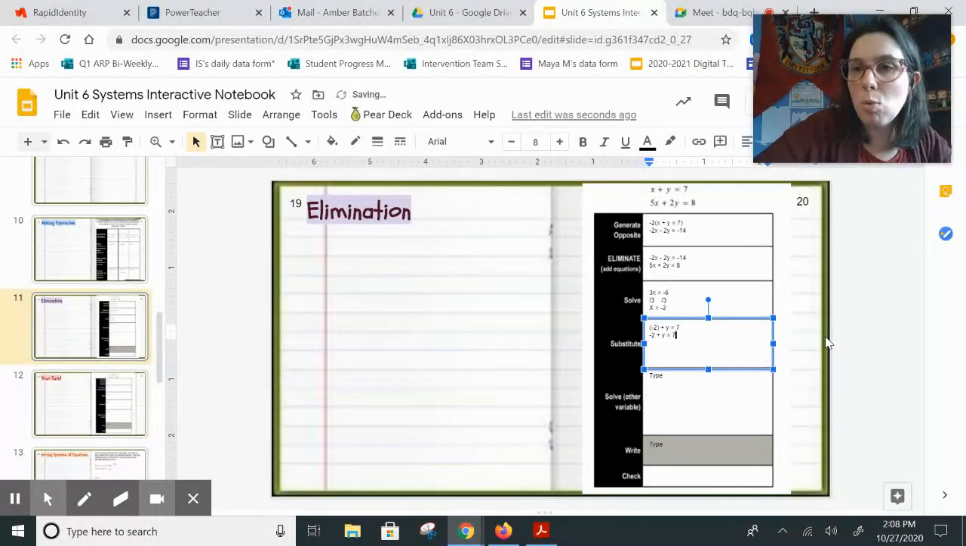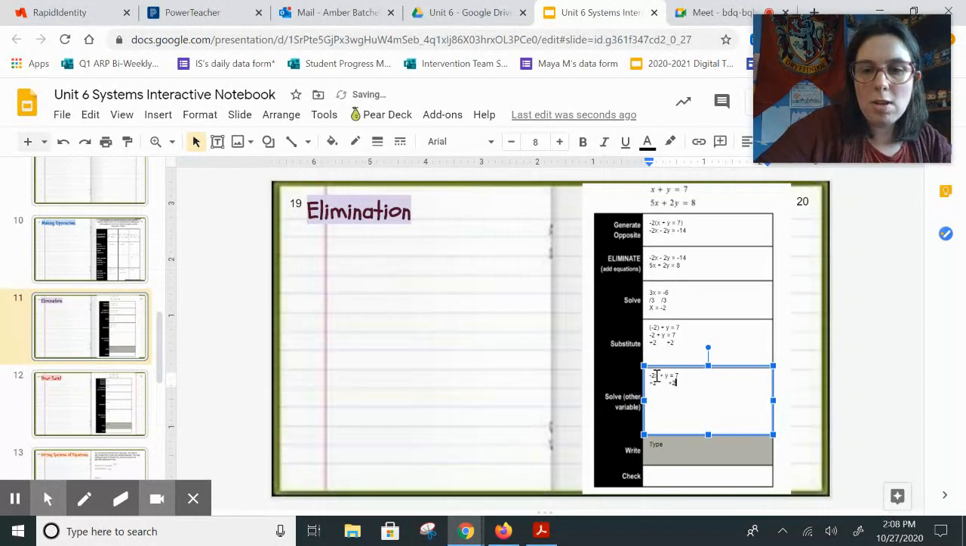So now how do I get the y by itself? I need to do the inverse. Well, what's the inverse of negative 2? I add 2. Okay. So negative 2 plus y is 7. I'm going to add 2. And so what's 7 plus 2? It's 9. So y equals 9.